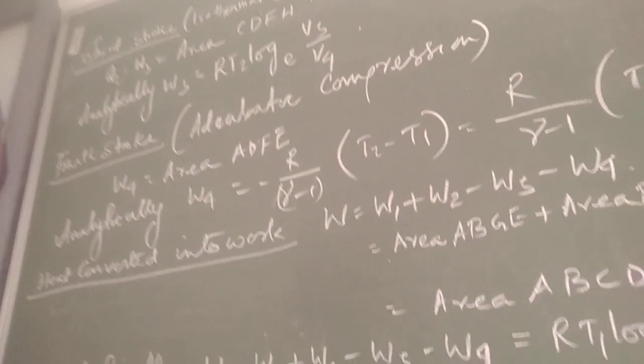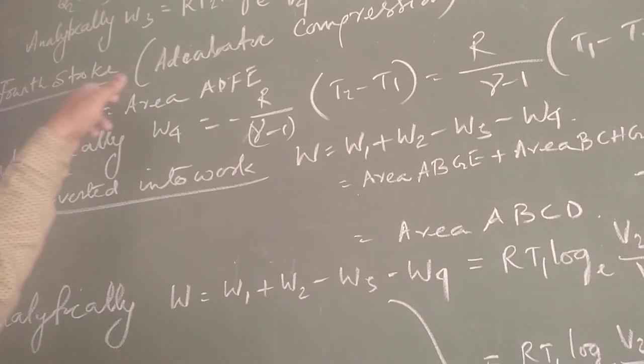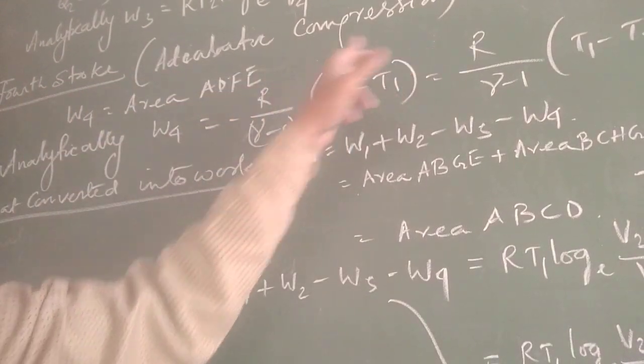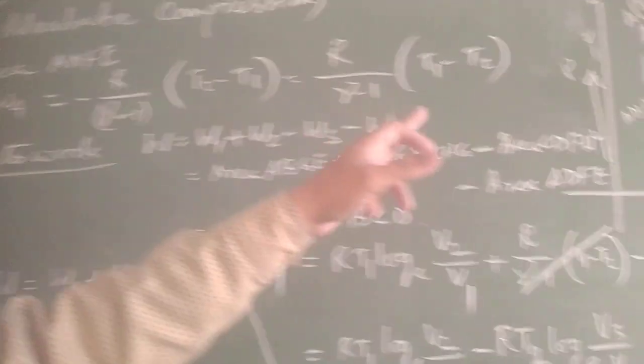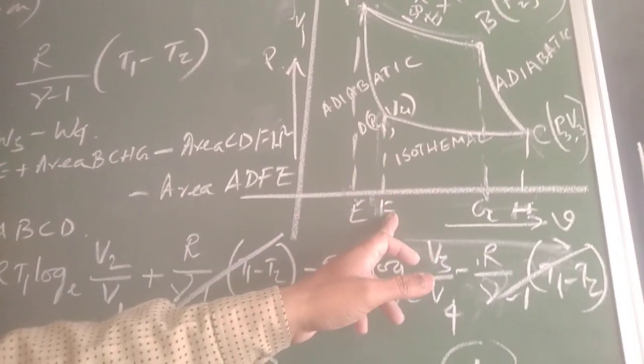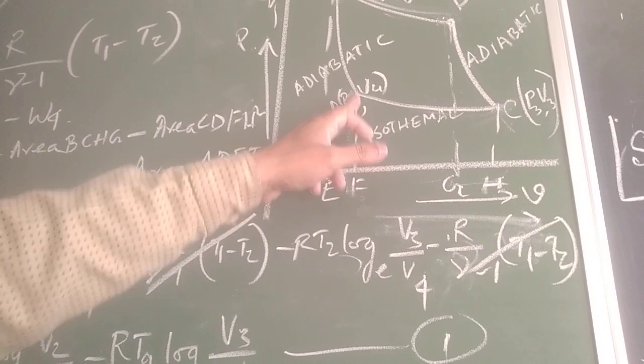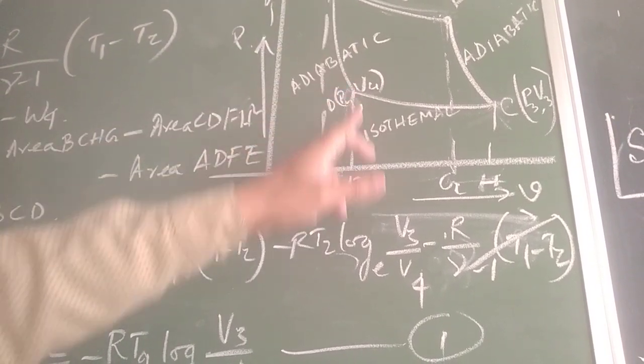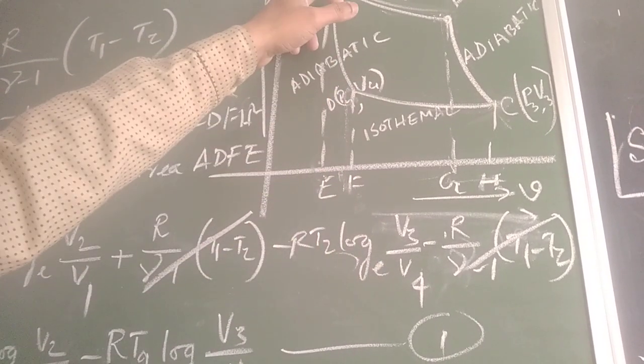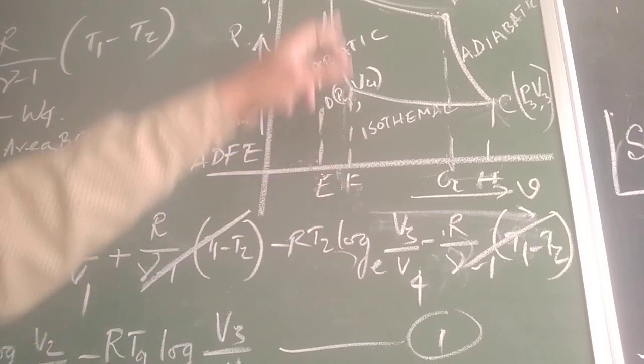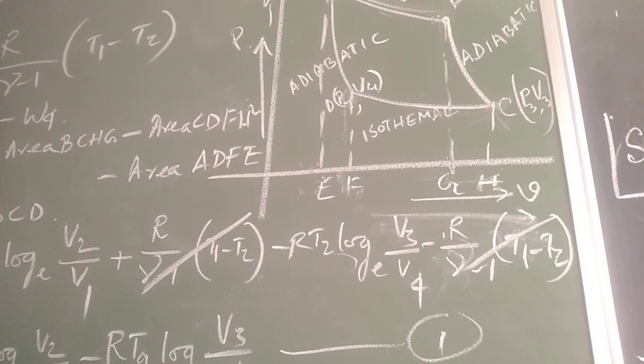Volume is decreasing, so it is known as what? Adiabatic compression. So here you can see this fourth stroke is adiabatic compression, and the area is given by which one? Area will be given by ADFE. We can say DAEF, that area is there.